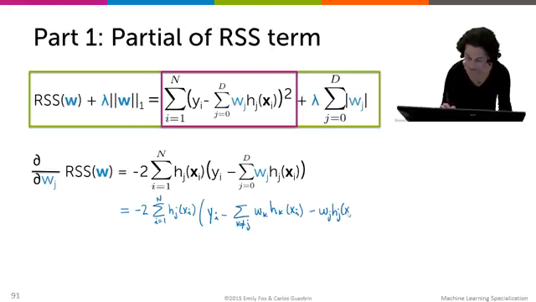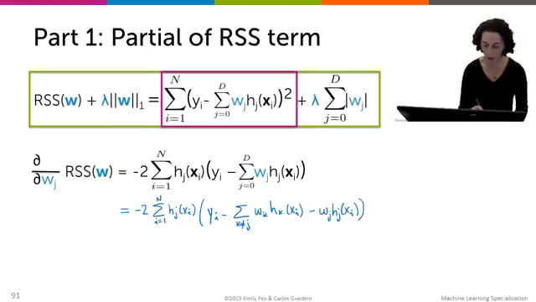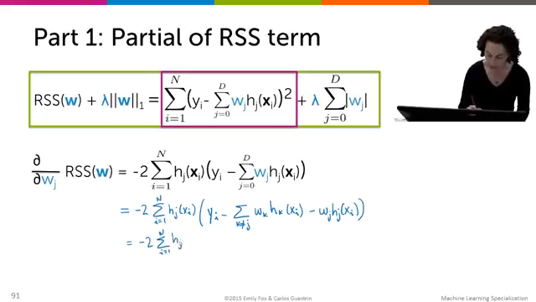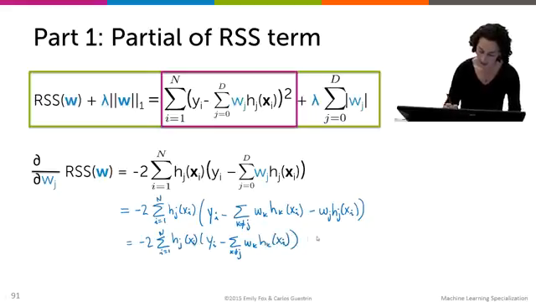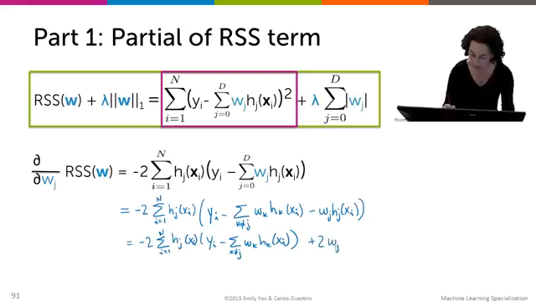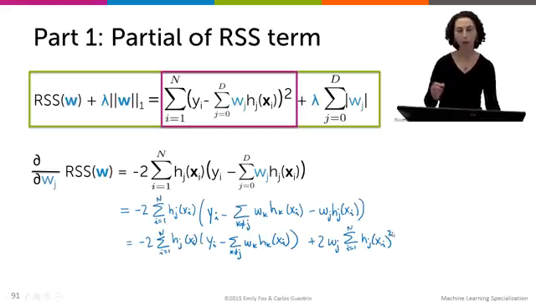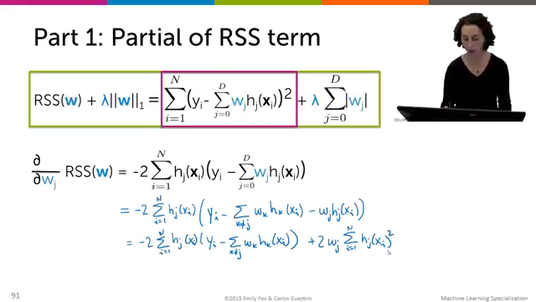And so when we do this multiplication, we're going to get minus 2 sum over i equals 1 to n, hj of xi times yi minus sum over k not equal to j of wk hk of xi. And here we're going to get plus 2. Again, the wj comes out. We get sum i equals 1 to n of hj of xi squared. And when we were talking about normalized features, we said the sum of the hj squared was equal to 1. But now we're looking at unnormalized features.